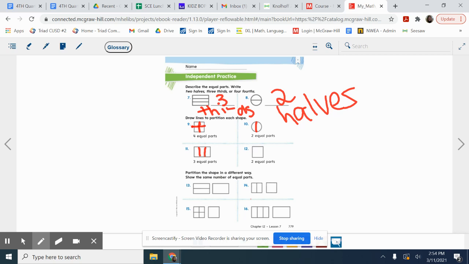Number 12 has two equal parts. This time I'm going to draw my line going across to make two equal parts.